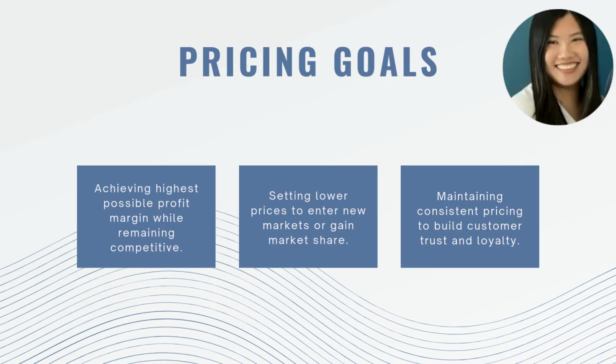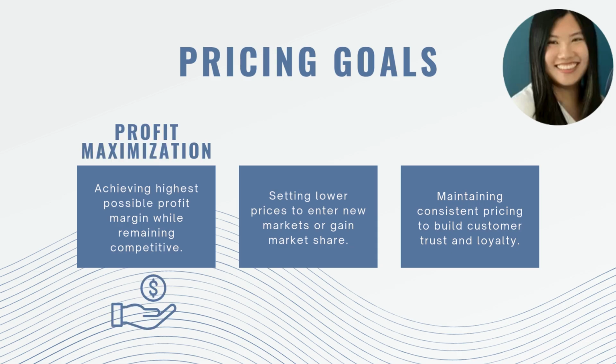Here are some pricing goals that you need to know. The first one is profit maximization. That's achieving the highest possible profit margin while remaining competitive. The primary objective here is to generate the greatest possible profit for each sale. This doesn't necessarily mean having the highest price in the market, as that could deter customers and reduce overall sales volume. Instead, it involves finding the optimal price point that balances a healthy profit margin with a competitive market position.